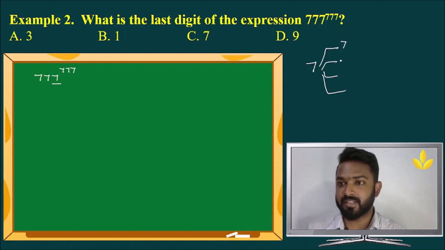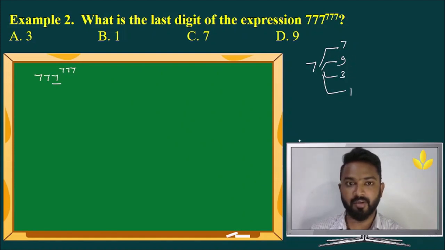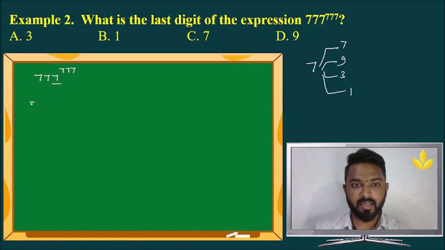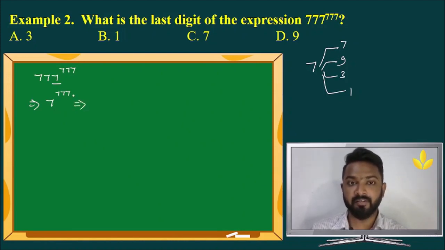7 sevens are 49, 7 nines are 63, 7 threes are 21. So 7, 9, 3, 1, that is what we have. Okay, so this gets reduced to 7 to the power 777. All right, now this gets further reduced to what? We have to ultimately divide this by 4, right? So we only care about the last 2 digits of the power.